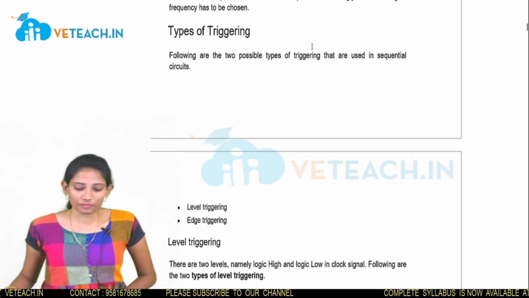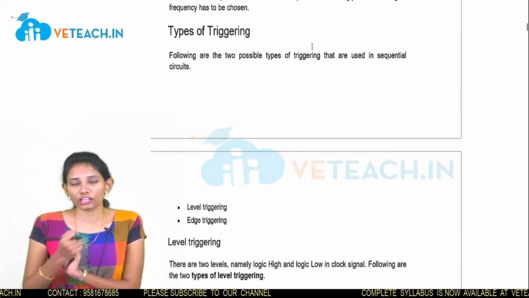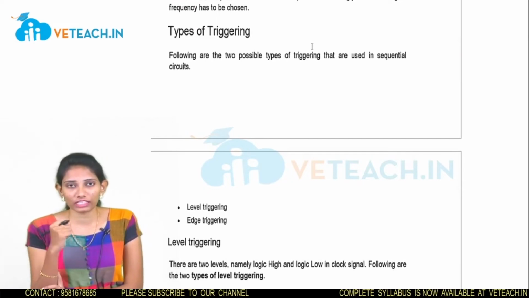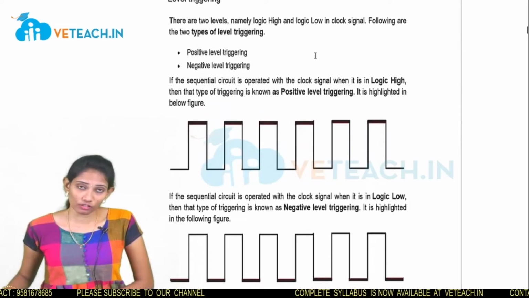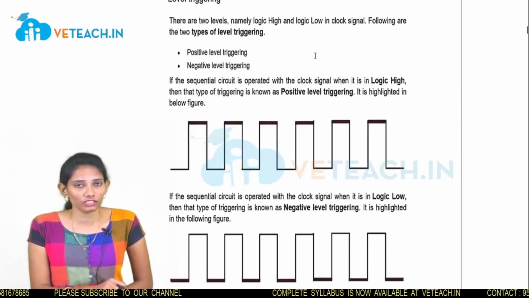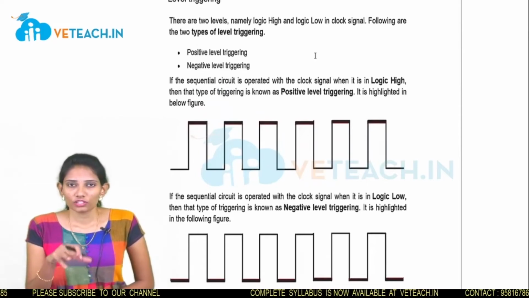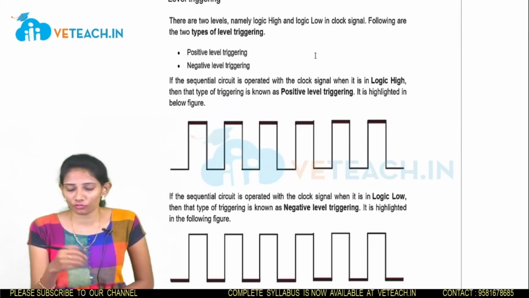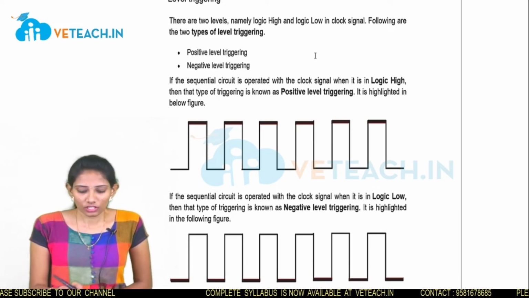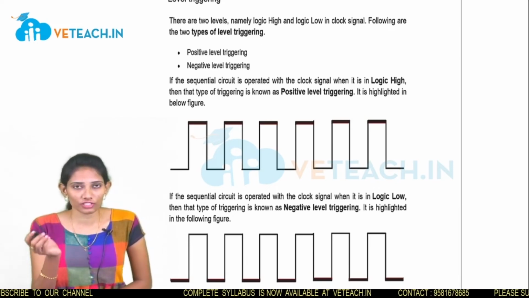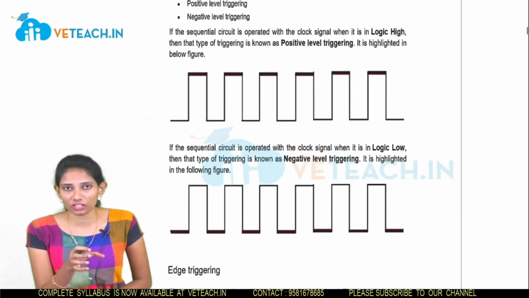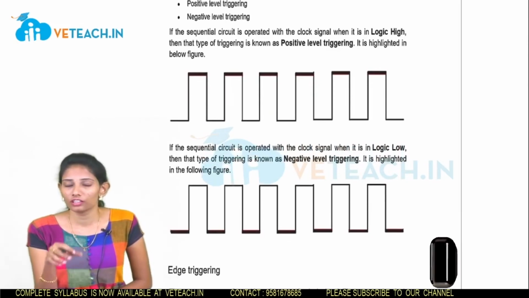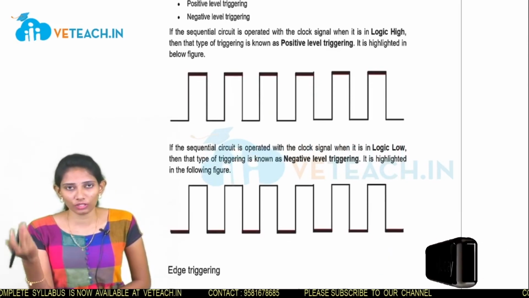So the next one is the types of triggering. In triggering, we have two types: level triggering and edge triggering. Coming to level triggering, in that also we have two types: positive level triggering and negative level triggering. When we want to give a clock signal, suppose it is in the form of high logic and low logic, right? So when we are taking a sequential circuit and giving the clock signal, it may be high or it may be low, okay?